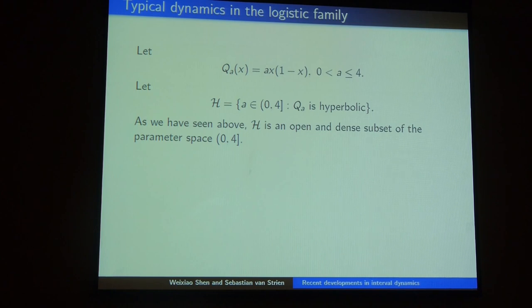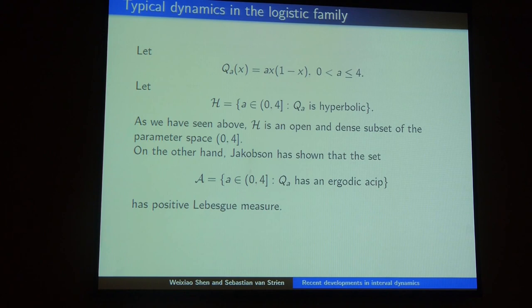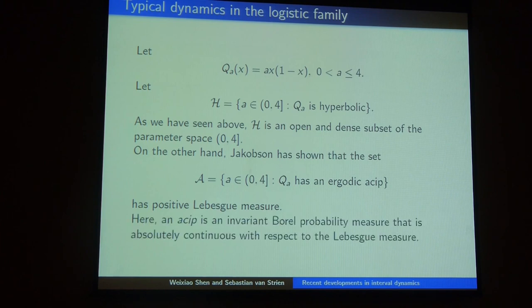The hyperbolic parameters form an open dense subset in the whole parameter space. On the other hand, even before that, Jakobson in the 80s already showed there is some subset in the parameter space with positive Lebesgue measure for which the corresponding map is actually far from hyperbolic. It has an ergodic acim, meaning an absolutely continuous invariant measure. Once a map has an acim, then for almost every orbit, the visiting frequency of the orbit to any subinterval of the phase space [0,1] is exactly given by the measure of the absolutely continuous invariant measure. So the system is quite chaotic.